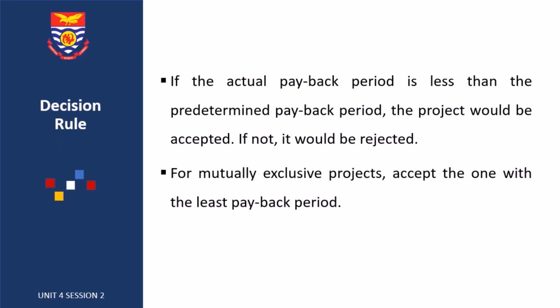Of course, I've talked about the decision already, but let me re-emphasize it here. If the actual payback period is less than the predetermined payback period, then the project will be accepted. If not, reject it. So if the policy of the company is to only accept projects which will take 3 years to recover your initial amount, and the project you are going to embark on will take 10 years, you have to reject it because it does not conform with the predetermined payback period. For mutually exclusive projects, you accept the one with the shorter payback period.